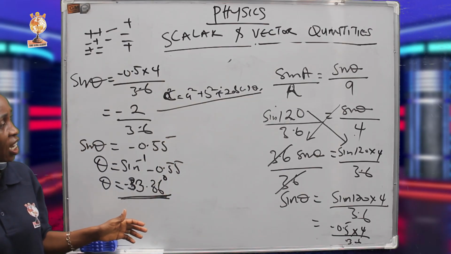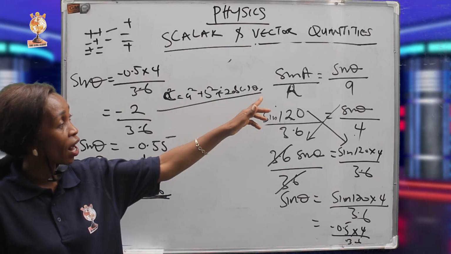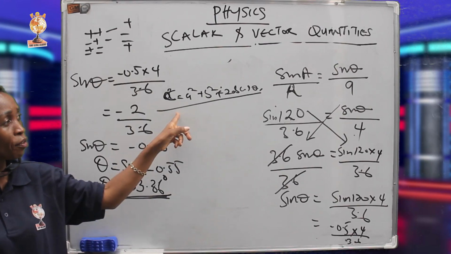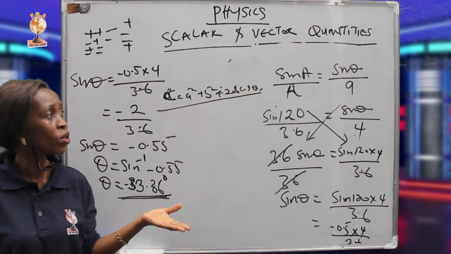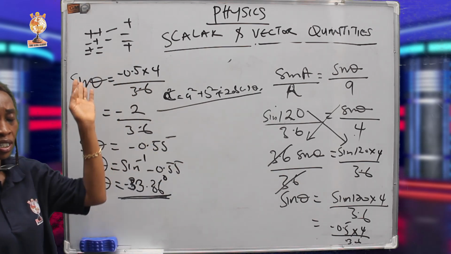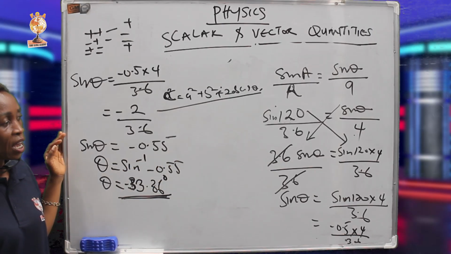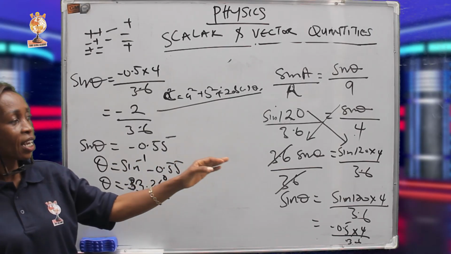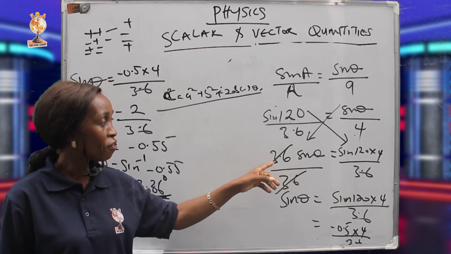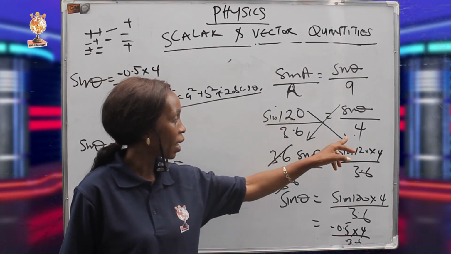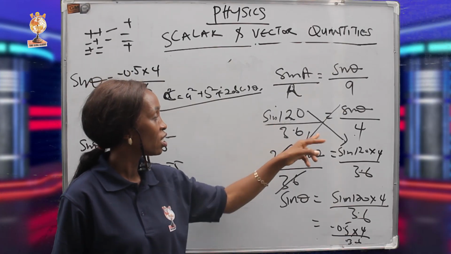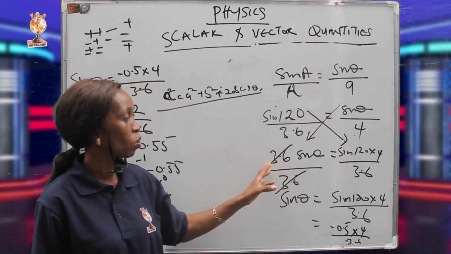The angle sustained here is sine A over B over R is equal to sine theta over A. The R is your resultant, which you got from the cosine rule. The angle is given to us as 120, and I'm looking for sine theta. And A is 4 from our question. So if you cross multiply, you'll have 4 times sine 120 is equal to 3.6 sine theta. That's what we did here.